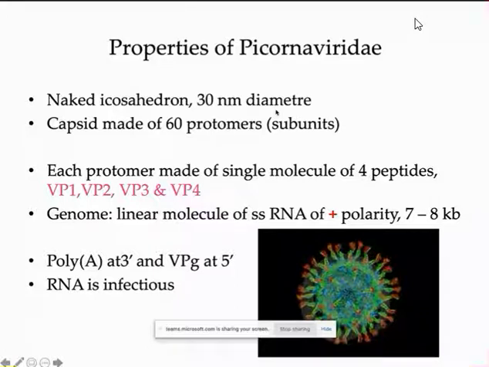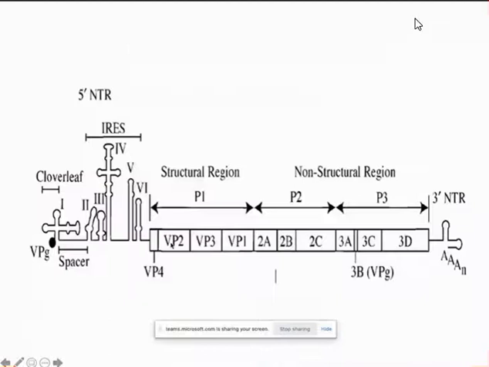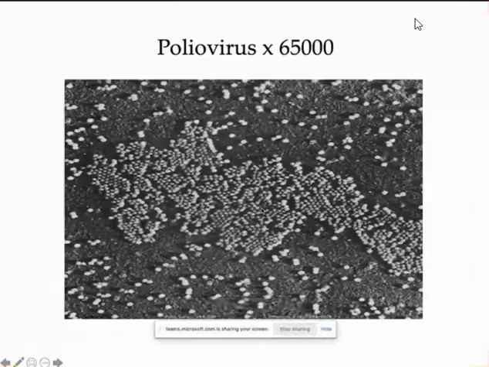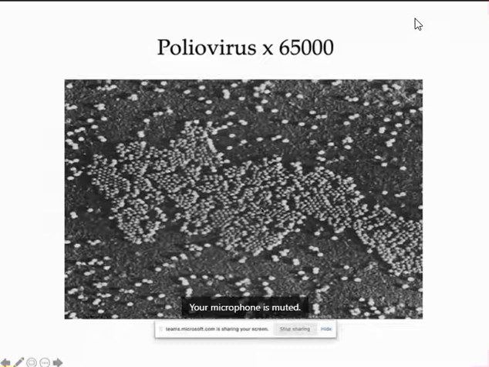Okay, so this is the genomic structure that contains the structural regions that code for these viral proteins VP1, 2, 3, and 4, and some non-structural regions that code for some regulatory enzymes and all those things. Okay, so now this is the electron micrograph of poliovirus. This is the real image that is taken in the electron microscope. So these are the polioviruses. Okay, that is being described here.